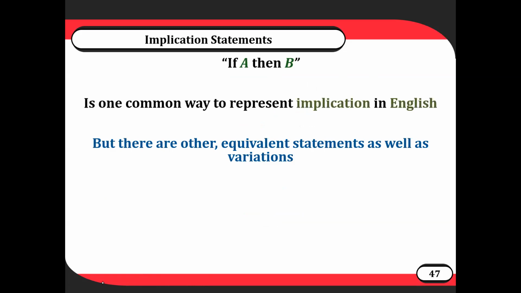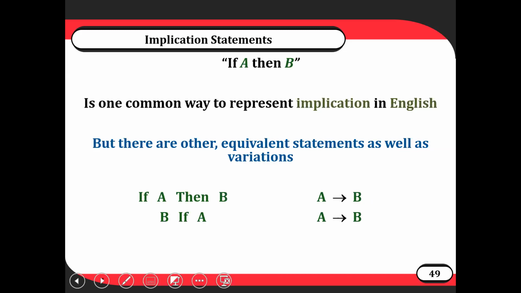Okay, so if A then B is one common way to represent this implication statement in English. But there are other equivalent statements as well as variations. So we can say if A then B is A implies B, it's the same thing. B if A, that's the same as A implies B, right? So what I've done basically is I've just turned this sentence around if I put a comma here. So instead of saying if A then B, I'm just saying B if A. So the meaning is the same between these two, but I've just changed things around.